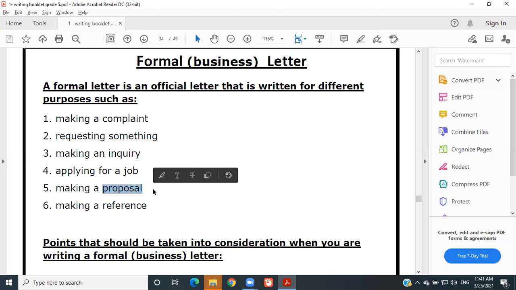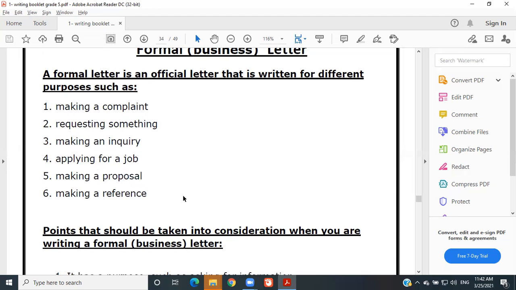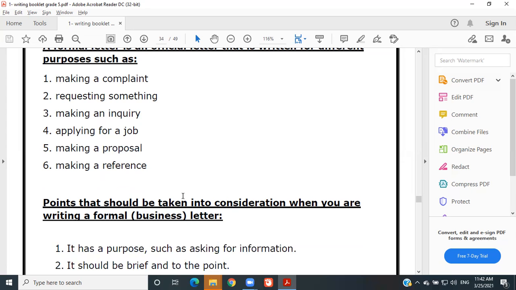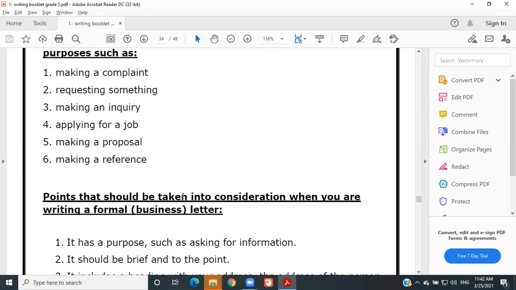When you make a proposal, what's a proposal? Yes, it's a suggestion. A proposal is a suggestion, like saying something that will be good or not. Making a reference means when you refer to someone, some boy or some girl, as your manager or whatever.